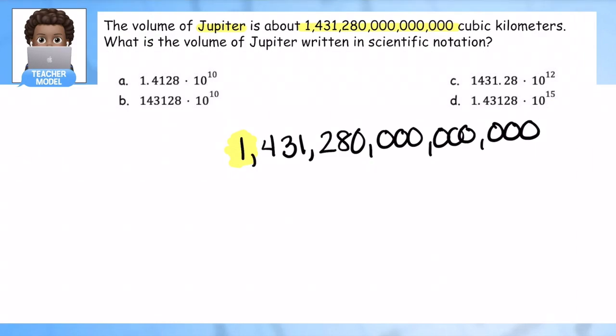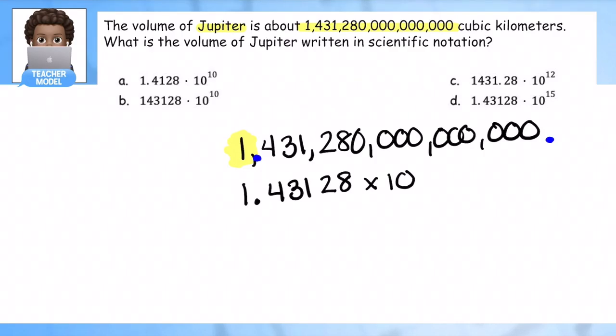So I want 1.43128. I'm not going to write all the zeros because it doesn't change the value. And I want this times 10 to what number? Let's figure out what our n is going to be. Again, all I'm going to do is figure out how many decimal spaces I will have to move to get from here to here. So it's a count.